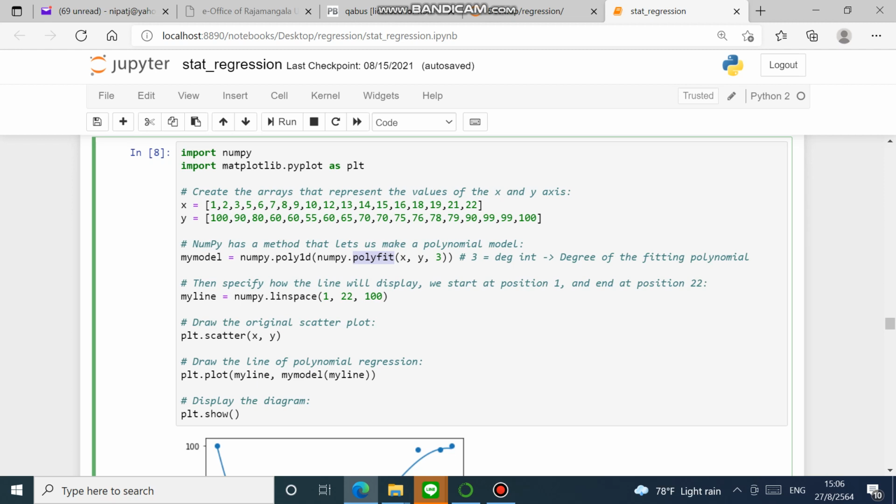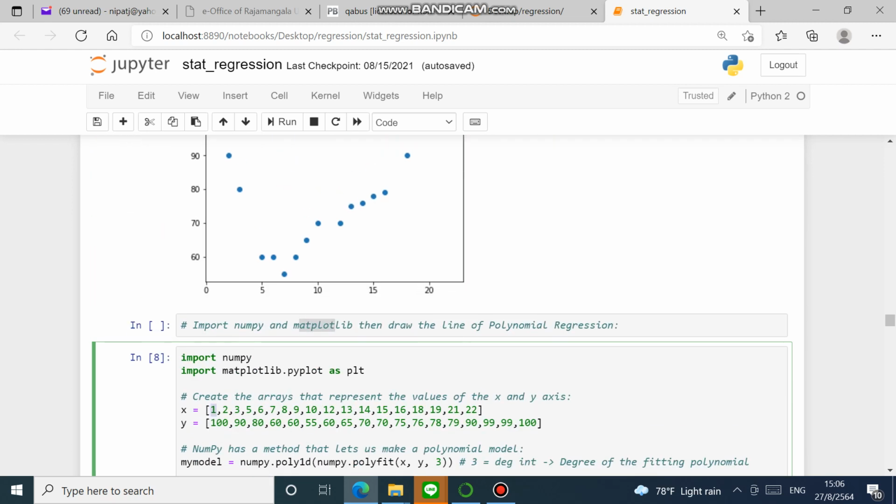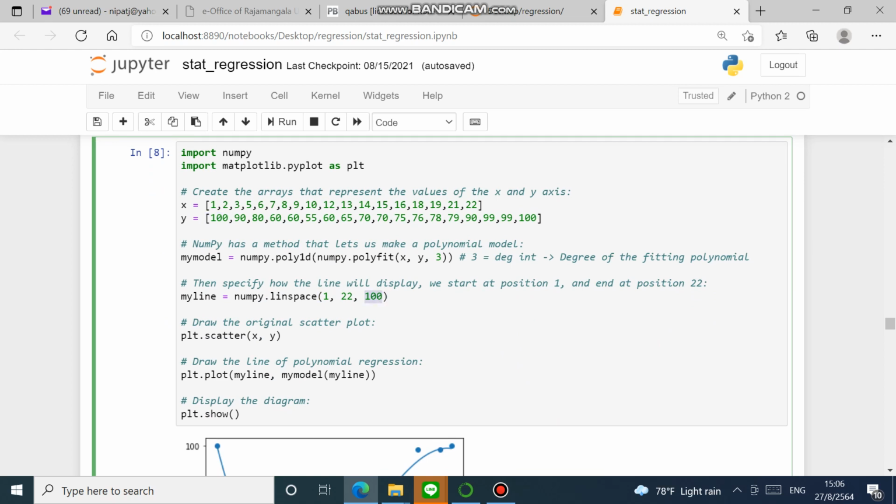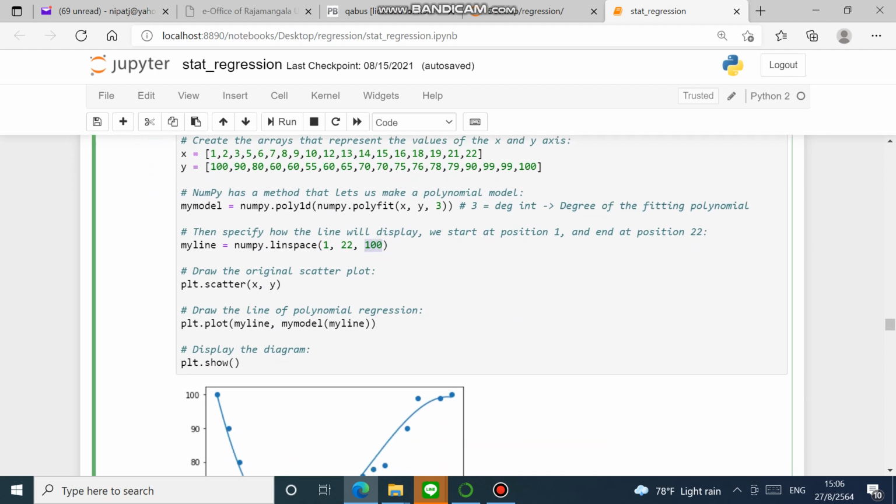Then specify how the line will display. We start at position 1 and end at position 22. You call numpy.linspace, the line space. The minimum of x is 1 and the maximum is 22, so 1 to 22, and the maximum of y is 100, not greater than 100. This specifies how my line will display.